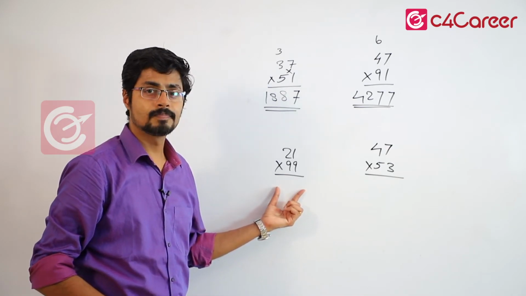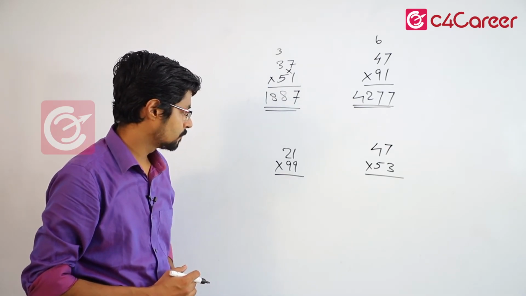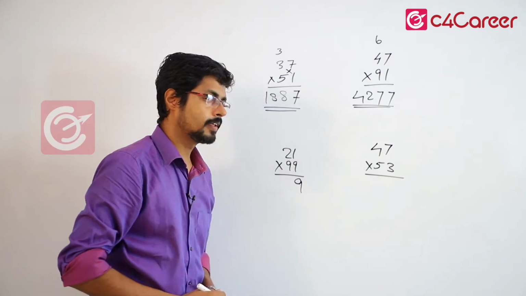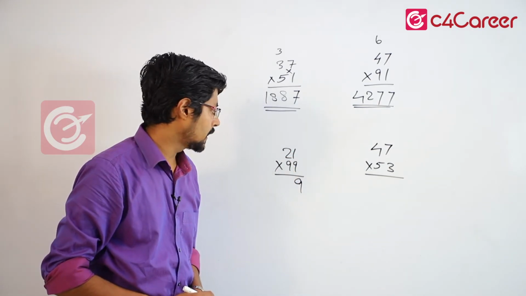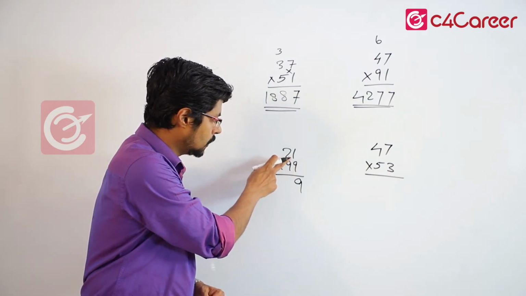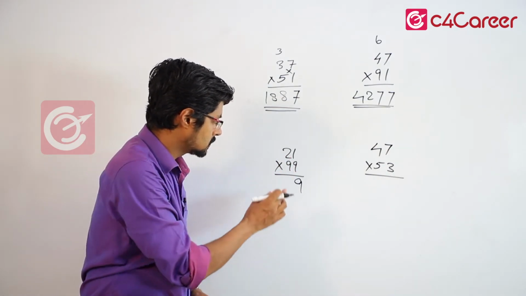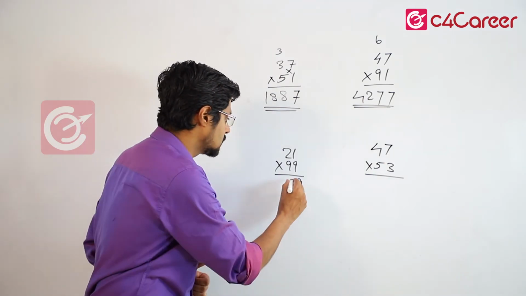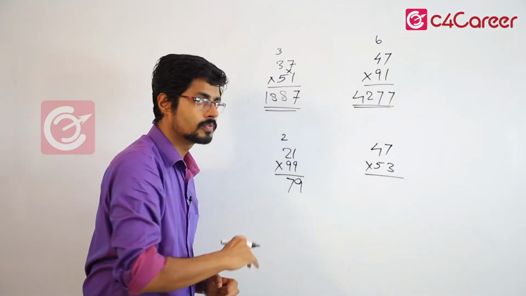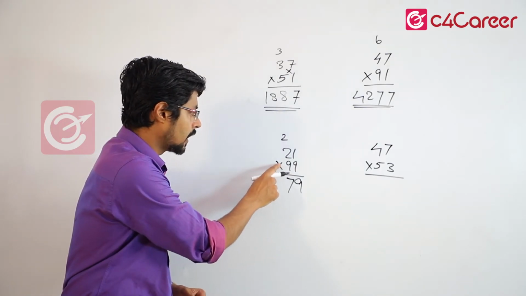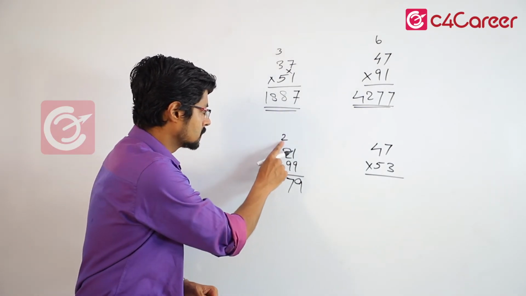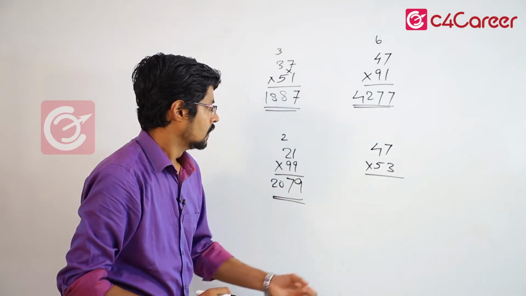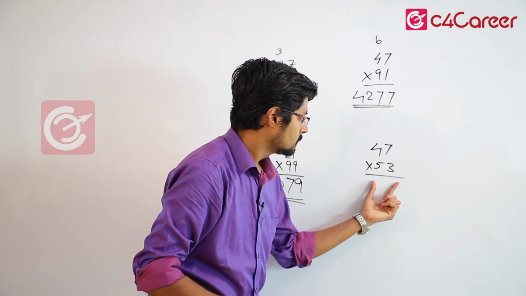Look at this number, 21 into 99. Can we do this? 9 into 1 is very simple, 9 into 1 is equal to 9. Now here let's do 9 into 2, 18 plus 9 into 1, that is 9. 18 plus 9 is equal to 27. So we have a carry of 2. The last step, 9 into 2, 18 plus this 2. So we get 2079.